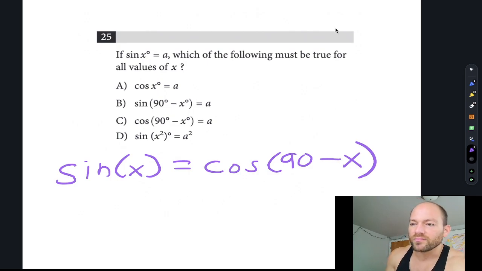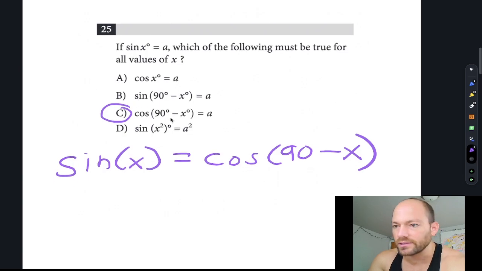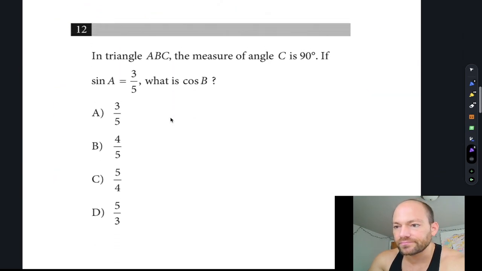Love it. They tell us sine x is a. Well, that means that cosine of 90 minus x is a. That's the whole point of this rule. This ended up being not really that creative a way to test it, huh? Let's keep going and see what's next.